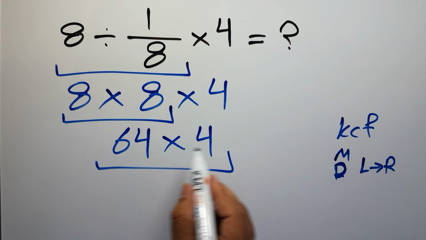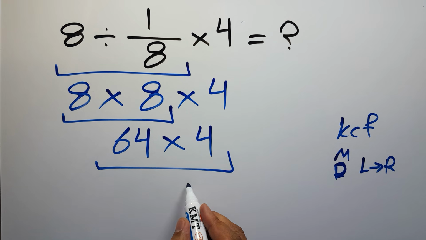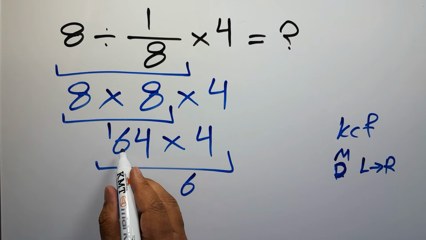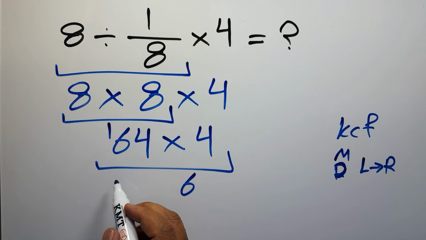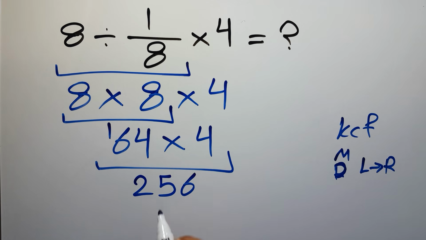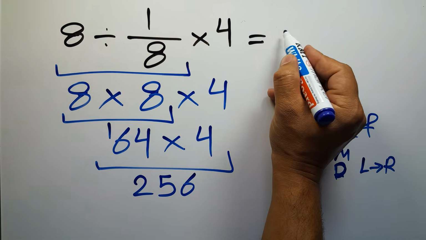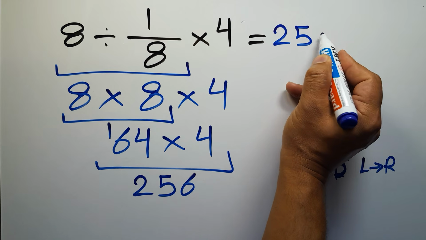Okay? 4 times 4 gives us 16. So we write 6 here and carry 1 here. 6 times 4 equals 24. So 24 plus 1 equals 25. So we have 256. And this is our final answer to this problem. The correct answer is 256.